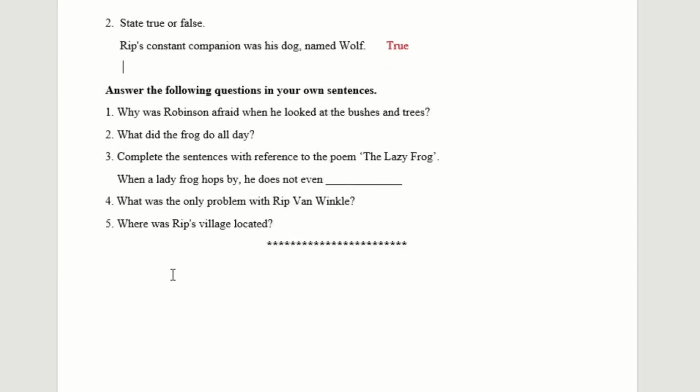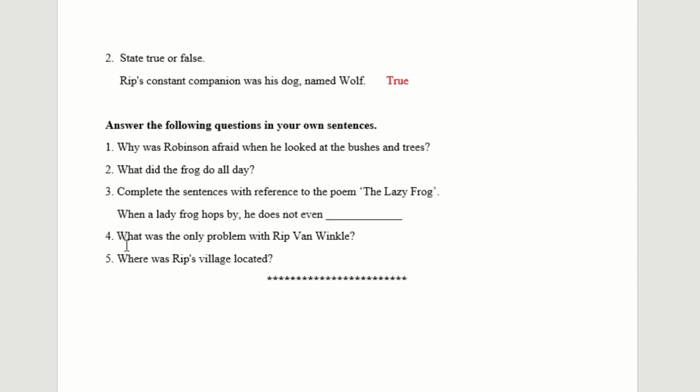What was the only problem with Rip Van Winkle? You are supposed to read the textbook thoroughly, because some questions are taken from inside the textbook also. So you can write, the only problem with Rip Van Winkle was that he was very lazy. That you have to write in your answer sheet. Where was Rip's village located? Rip's village was located in the Catskill Mountains. You are supposed to write all these answers in sentence form.